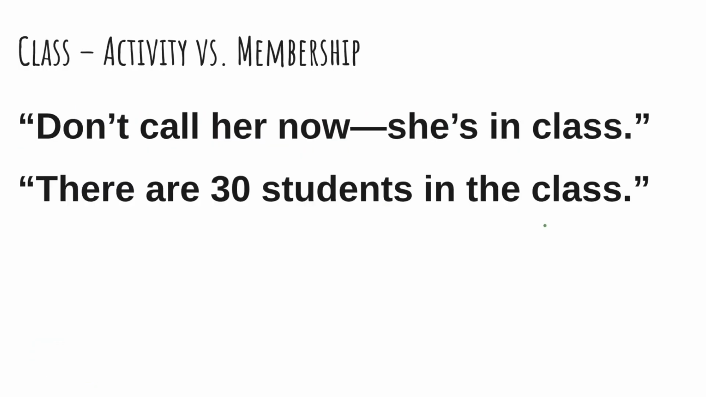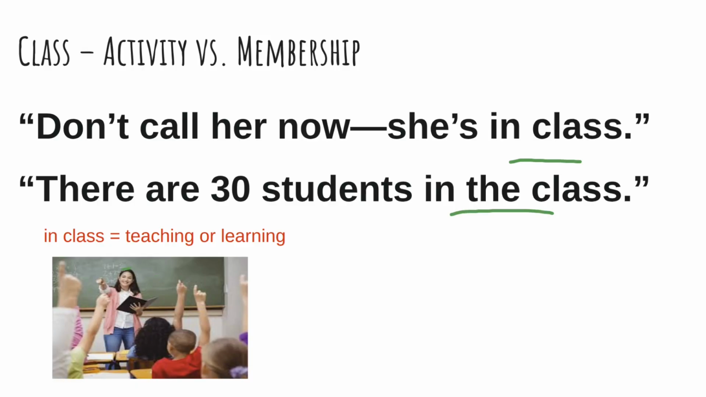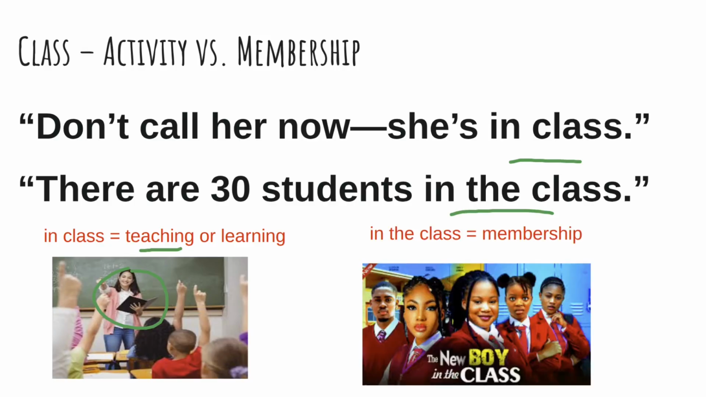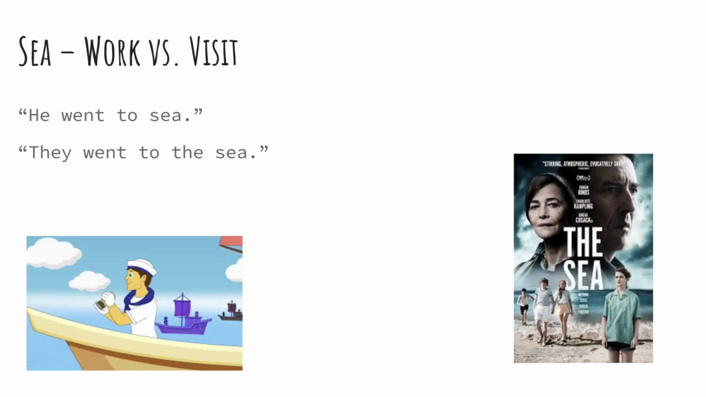Number 6, class, activity versus membership. Don't call her now, she's in class. That means she's currently studying or attending a lesson. There are 30 students in the class. Here, the class refers to a specific group of students. Number 7, sea, work versus visit. He went to sea means he became a sailor or went to work on a ship. They went to the sea. This means they visited the seaside or beach.